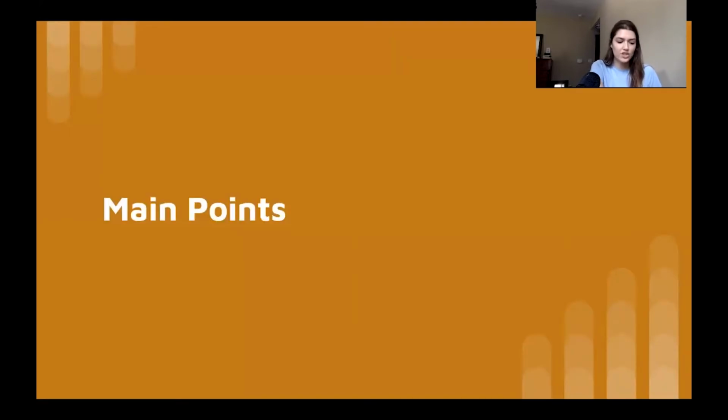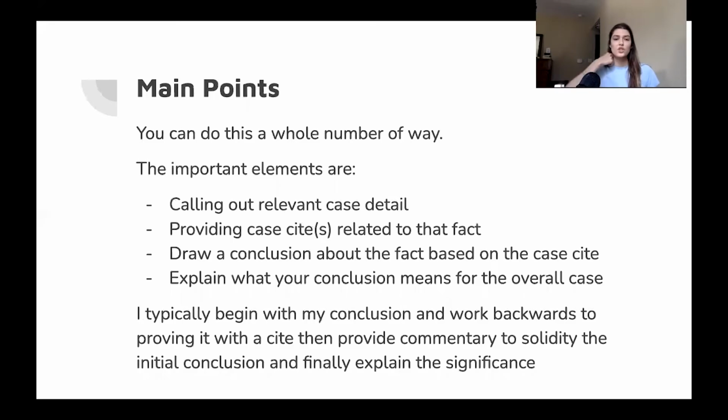So let's keep going to the main points of your argument. You can do main points of your argument a whole number of ways. I'm not trying to give you a certain way of doing things. Just the important elements that you need to include in your main points are the relevant detail from the case problem, providing a case cite that relates to this relevant detail. So this would be a case of record, drawing a conclusion between the case detail from the case problem and a case detail from the Supreme Court precedent that's cited in the record, and then explain what your overall conclusion means for the case.